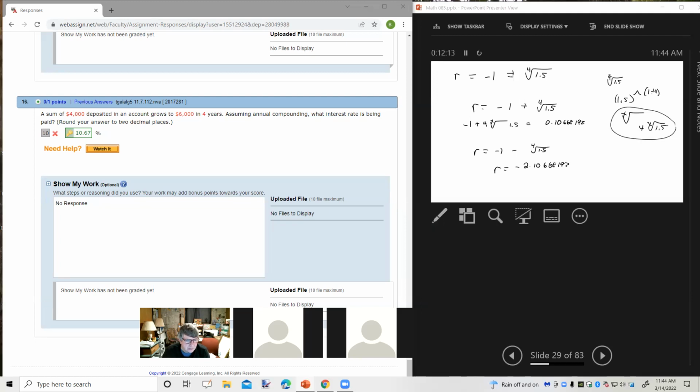All right, now, an interest rate, since it's growing from $4,000 to $6,000, the interest rate couldn't be negative, could it? That would imply that it's shrinking. So that was no good. This isn't done though. That's not a percent. So to convert it to a percent, we'd multiply it by 100% or move the decimal point over 2 places and add a percent sign. But then it says round your answer to 2 decimal places, which would be right there. The 8 would round up, so you'd get 10.67% would be your final answer. That's a great investment. You should put all your money there.